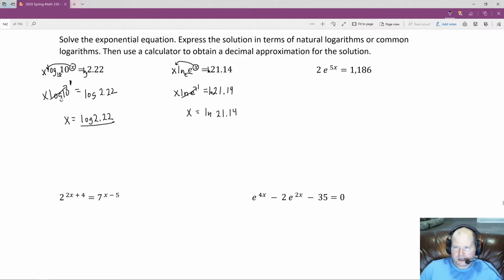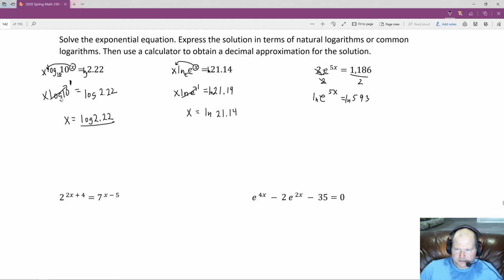Okay, so let's try this one right here. Now, we're going to want to get this e by itself, right? So I'm going to undo the multiplication of e by 2 by dividing by 2, and whatever I do to one side, I do to the other. Those cancel out. That gives me e to the 5x power is equal to, and then we take half of this, so that is 593.